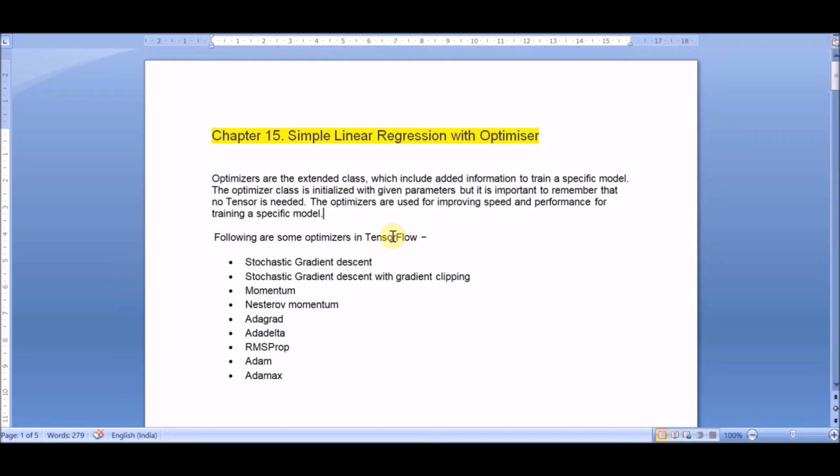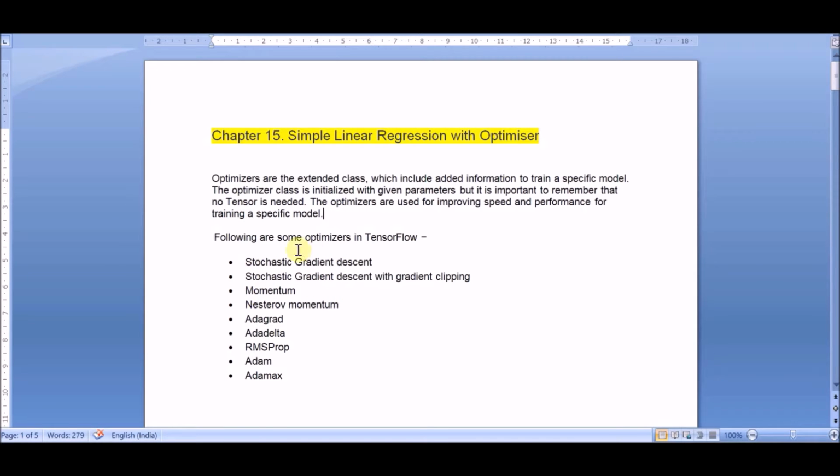Now, optimizers are the extended class which include added information to train a specific model. The optimizer class is initialized with given parameters, but it is more important to remember that no tensor is needed here. The optimizers are used for improving speed and performance for training a specific model.